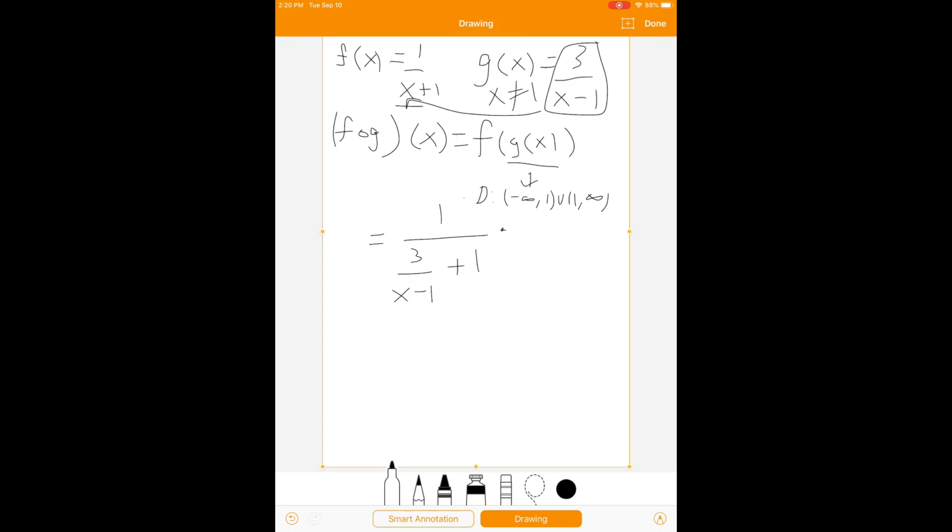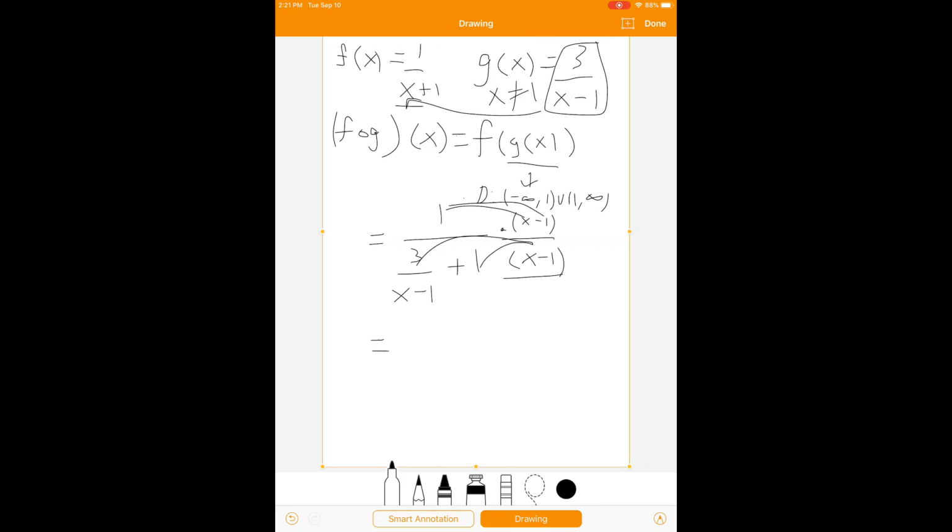I don't want to have a fraction in the denominator and then added to a constant, so I'm going to multiply both the numerator and the denominator by x minus 1. Now when I do this, I need to be careful and make sure that I'm distributing the 1 to the x and the minus 1, and that I am also distributing the x minus 1 to the first term and to the second term.